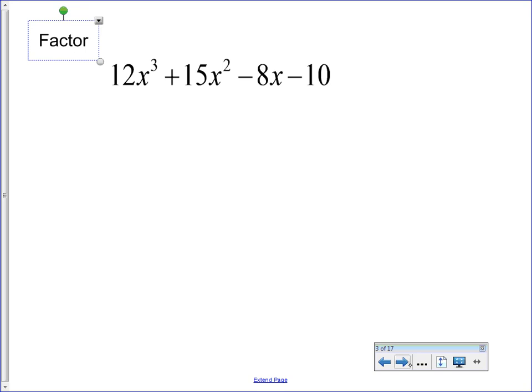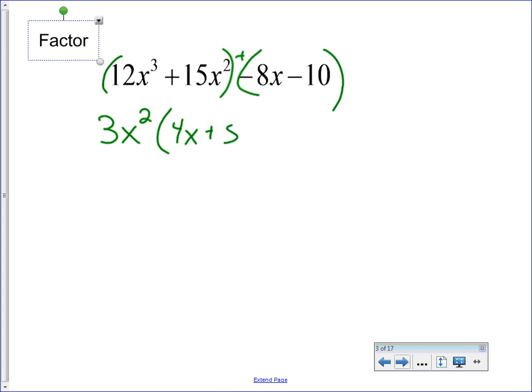So for this one, there is no greatest common factor. And it's a third degree, and we weren't given a hint. So our best guess to start with is to try factoring by grouping. And so out of the first part of this, I can factor out a 3x squared. And what's left is 4x plus 5.